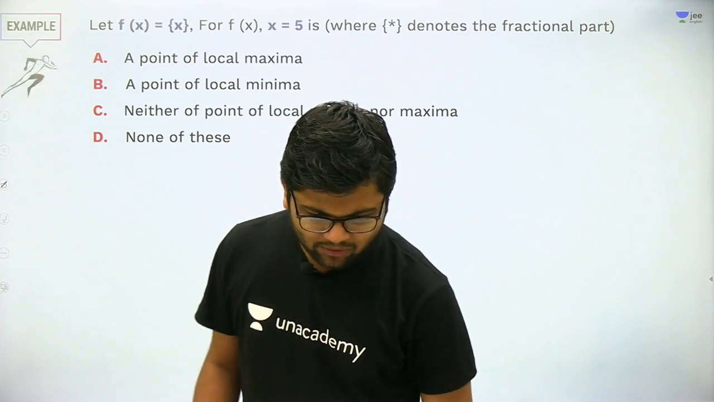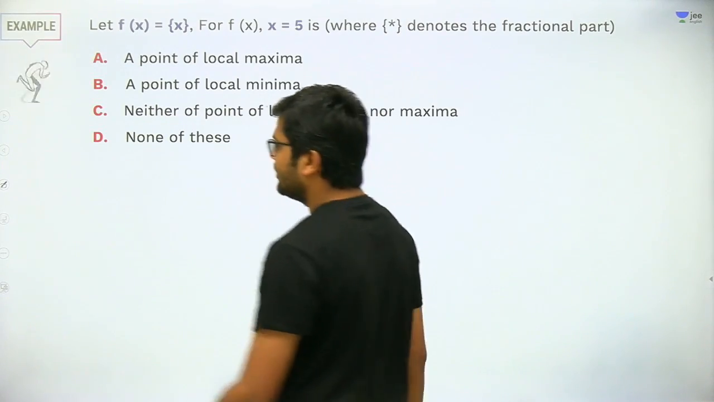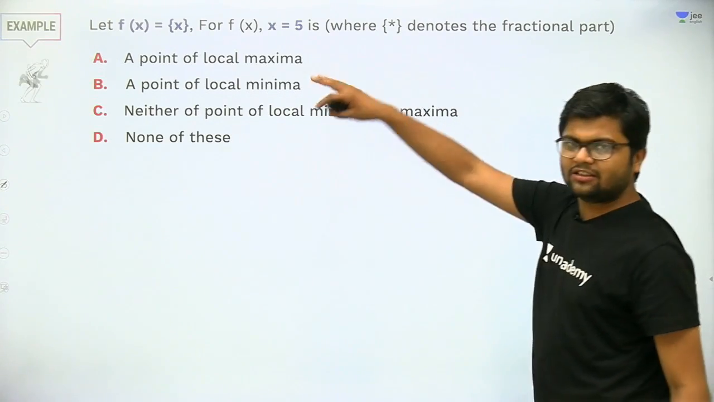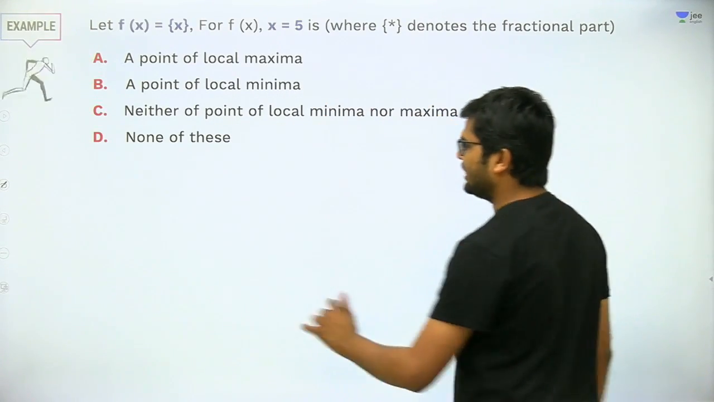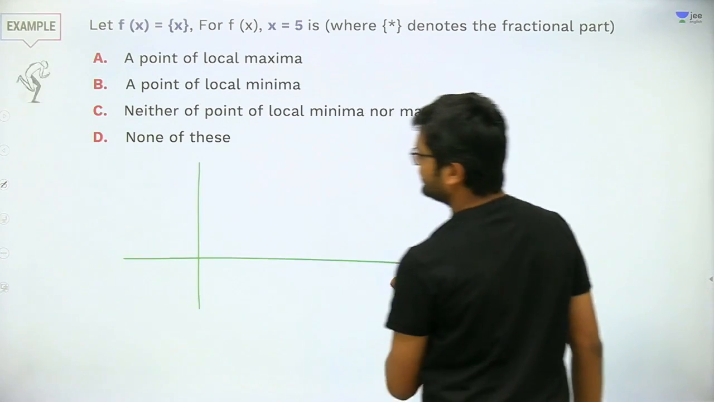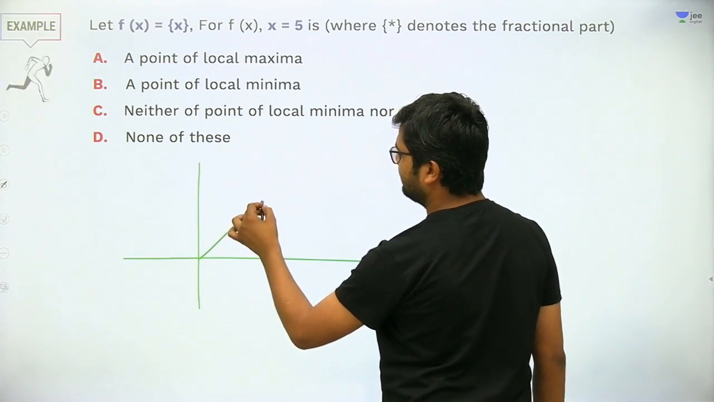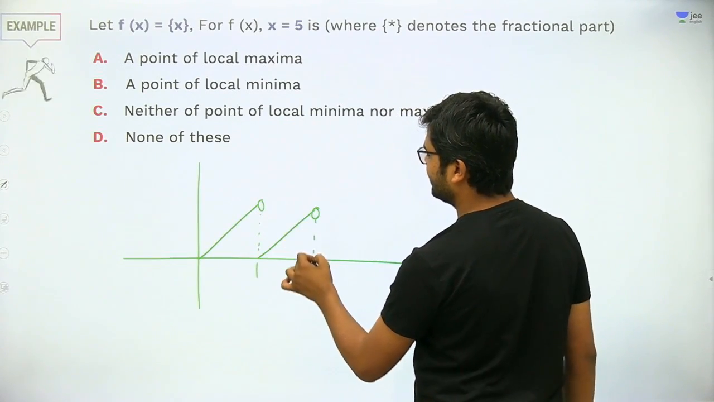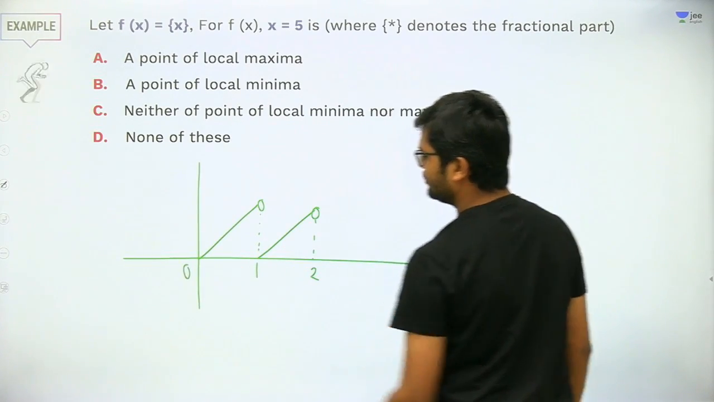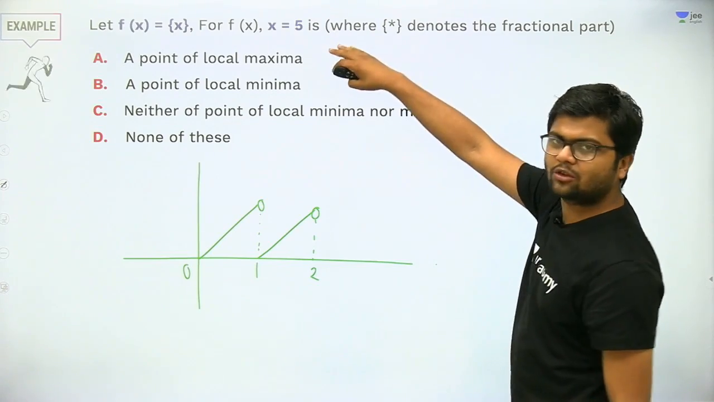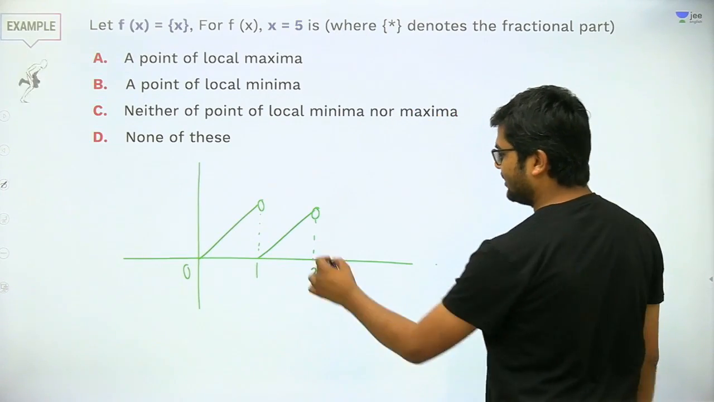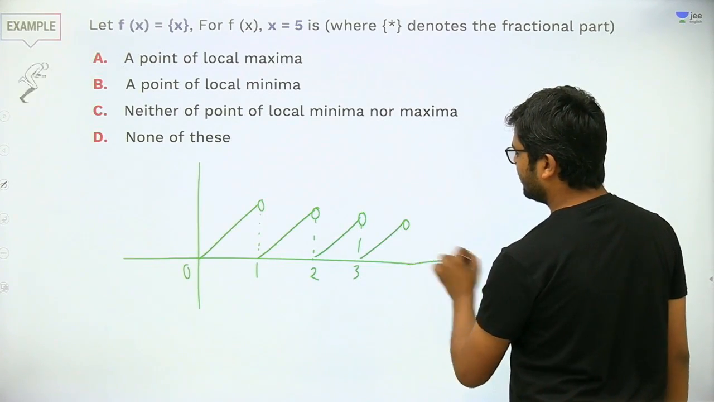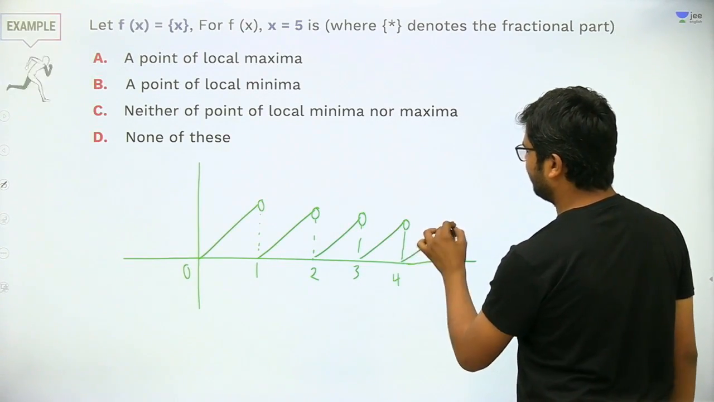So let's try with the situation. Very simple question. This f(x) is given to me as the fractional part function. Fundamental question has been given. Since I know the graph of the fractional part, it is something like this: 0, 1, 2, and the question is discussing the fractional part at 5. So just plot it till 5, 4, and it will be at 5.